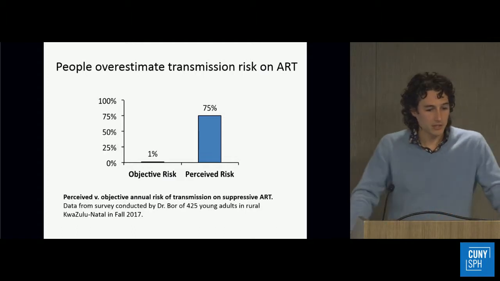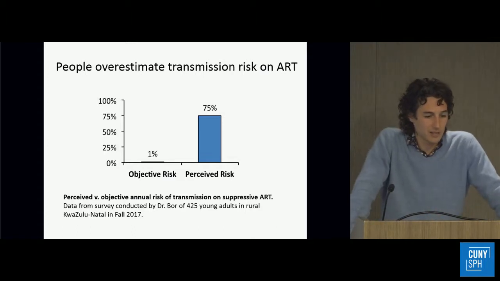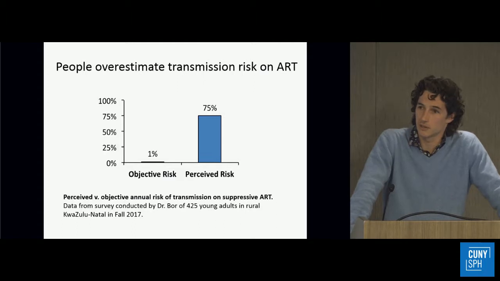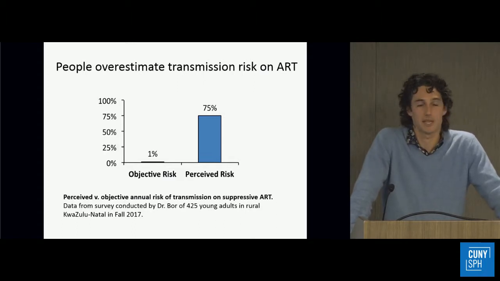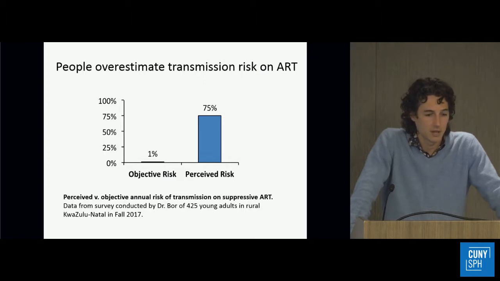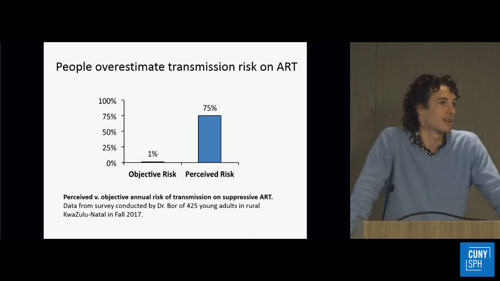Okay? So this shows you the objective risk of transmission in a year in that couple, which for the science is like 1% or lower. The perceived risk is 75%. So people thought that, on average, there's a 75% risk of seroconversion in this couple, even though the partner was on virally suppressive ART.